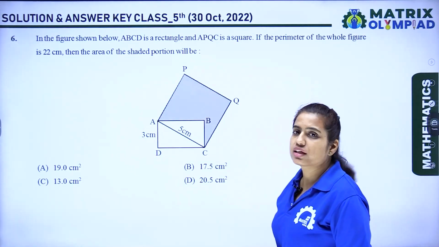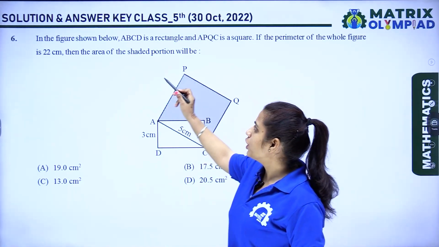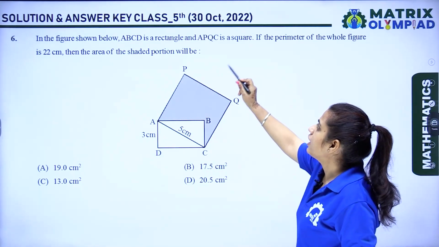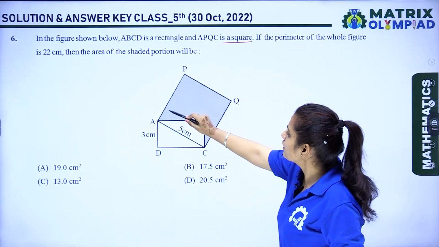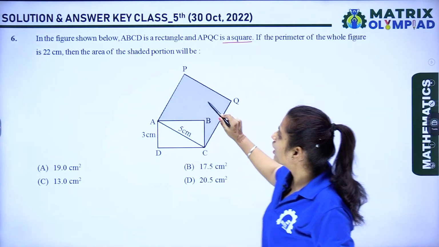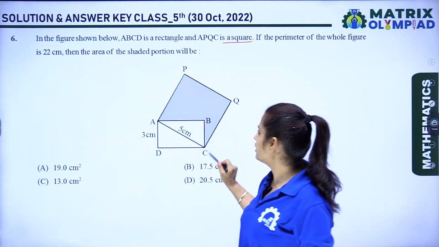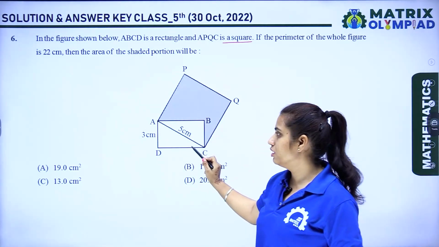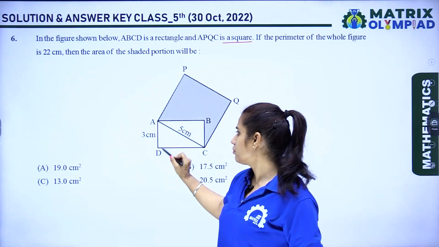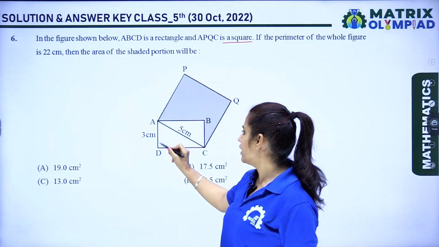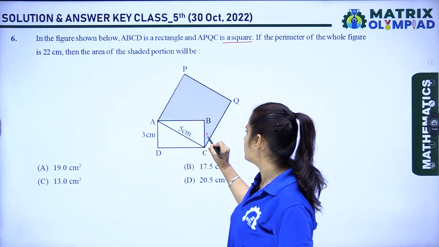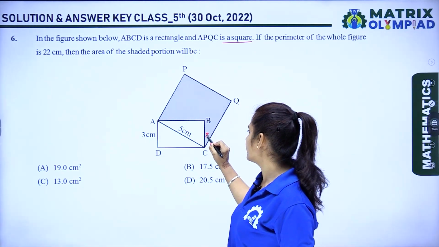Question number 6. In the figure shown below, ABCD is a rectangle and APQC is a square. Now, this one is a square and ABCD is a rectangle. So, here in the rectangle, we know that opposite sides are equal. So, here AD is 3 cm, it means BC is also 3 cm.